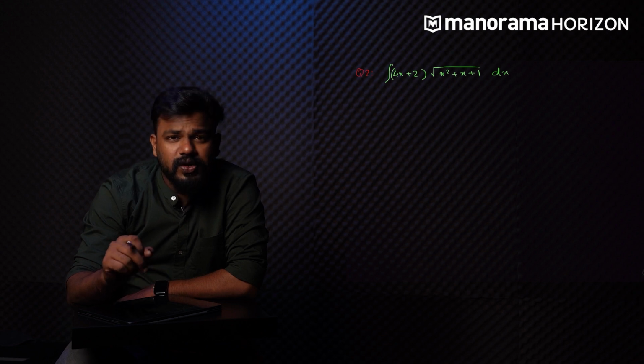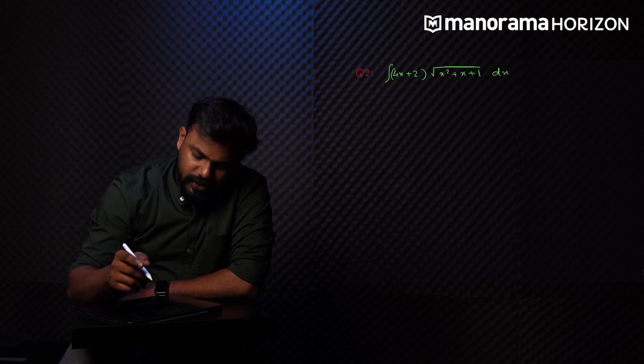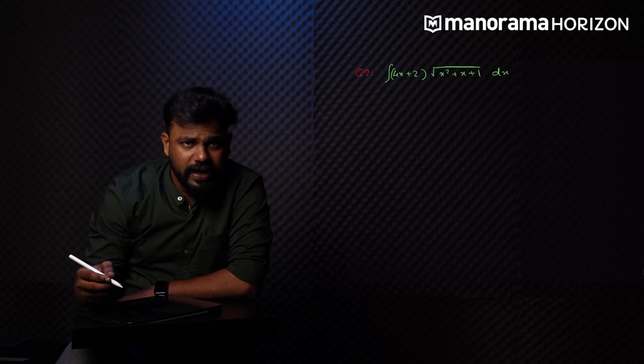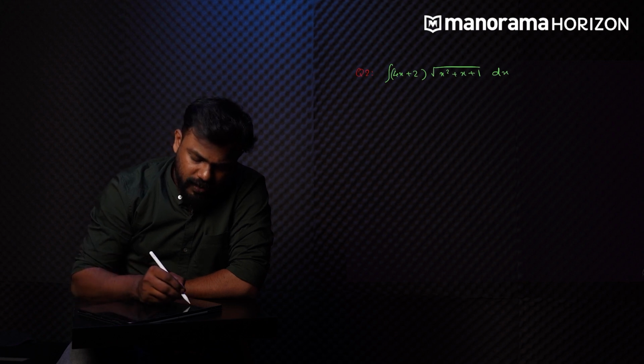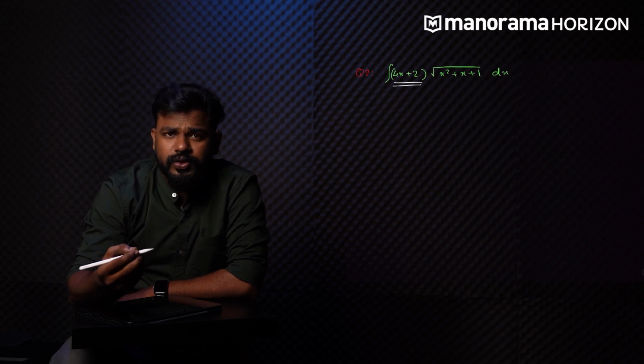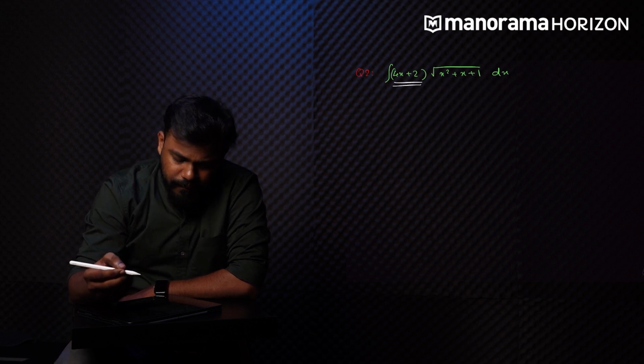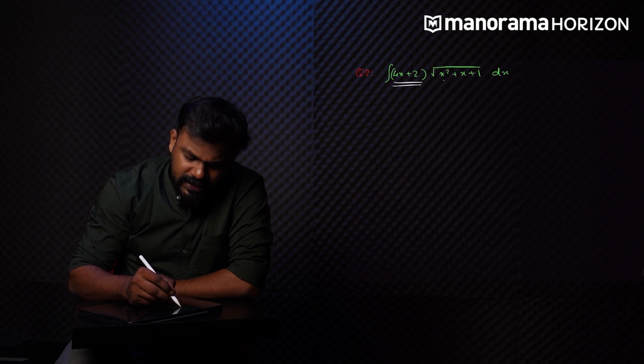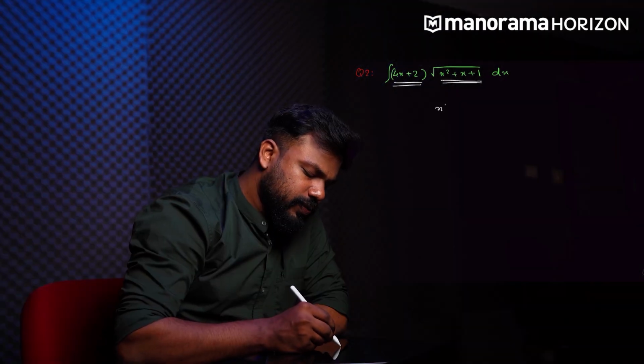Now moving on to the next question over here, we have to find the integral of (4x plus 2) into root of x square plus x plus 1 dx. To find the integral of this one, again substitution, but look here, 4x plus 2 and root of x square plus x plus 1, where to substitute? That's the question, right? Let's try a substitution. What is inside this root? x square plus x plus 1.